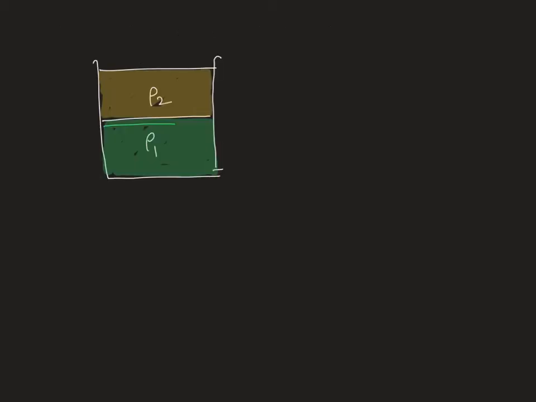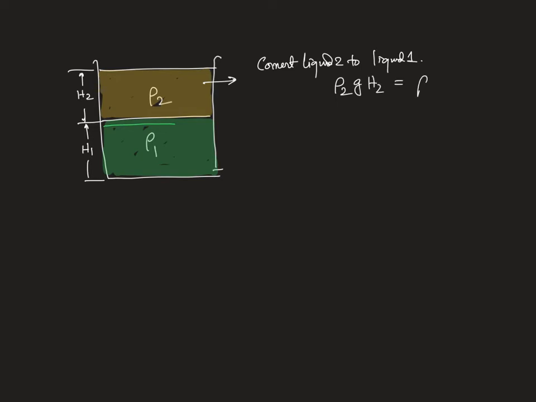Now in the same problem, we could have done it in a different way. So this is height H1, the liquid above, that's height H2. We can convert this yellow liquid, that is, convert liquid 2 to liquid 1 so that it exerts the same pressure. So that means rho 2 G H2 is equivalent to rho 1 G H2 dash.